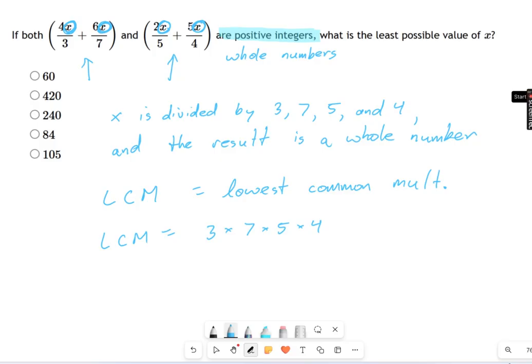So when the numbers are all different like this and they don't go into each other like these guys don't, you can simply just multiply them all together. It's pretty easy. The result is 420.